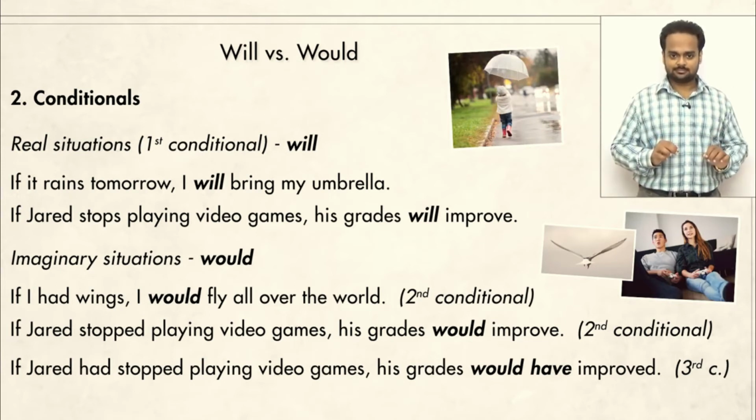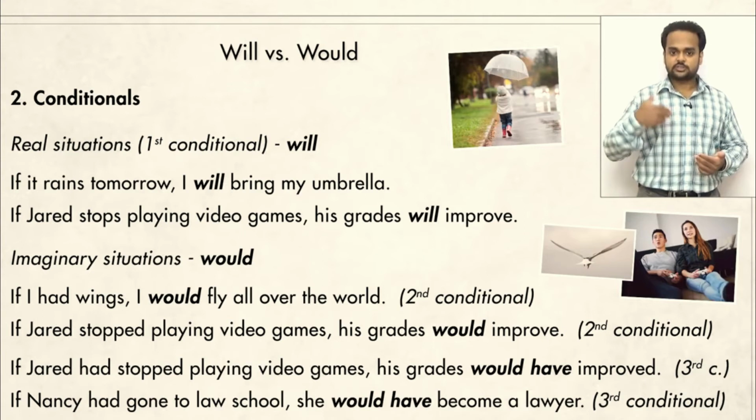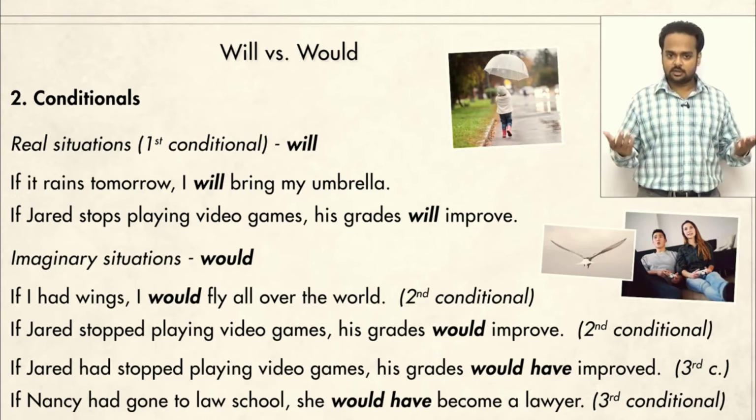in the result. Here's one final example for you. If Nancy had gone to law school, she would have become a lawyer. What does it mean? Did Nancy go to law school? No. Her parents advised her to go to law school, but she didn't listen to them. So, unfortunately, she didn't become a lawyer. So you can see from these sentences that we only use will when we talk about real, possible situations. For imaginary conditionals, we use would.